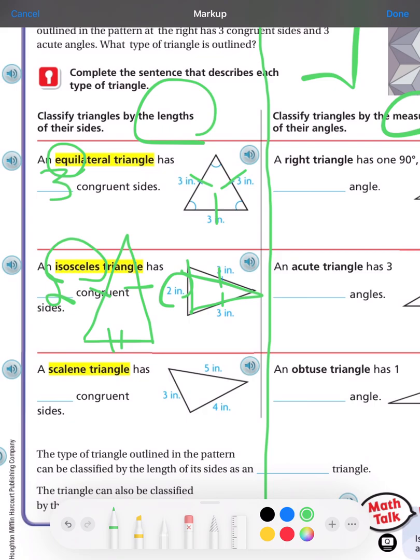A scalene triangle has how many congruent sides? Well, we got a 3, a 4, and a 5. It has 0 congruent sides. It is a weird looking triangle. It's weird looking because it has three different sides.